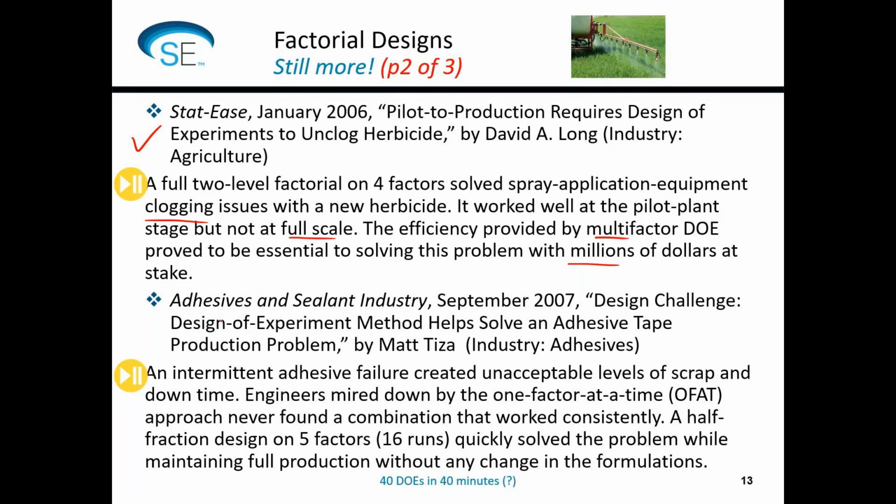Now back to the process industries with adhesives and sealants, trying to make a tape work better. It was failing intermittently, creating a lot of scrap and downtime. Here's again the theme of using the 1 factor at a time, not getting anywhere with it. Finally, they realized that a multi-factor approach might be the way to go because there could be interactions, and it's much quicker using that for main effect estimates as well. And so they're able to maintain full production without any change in the formulations. Awesome.